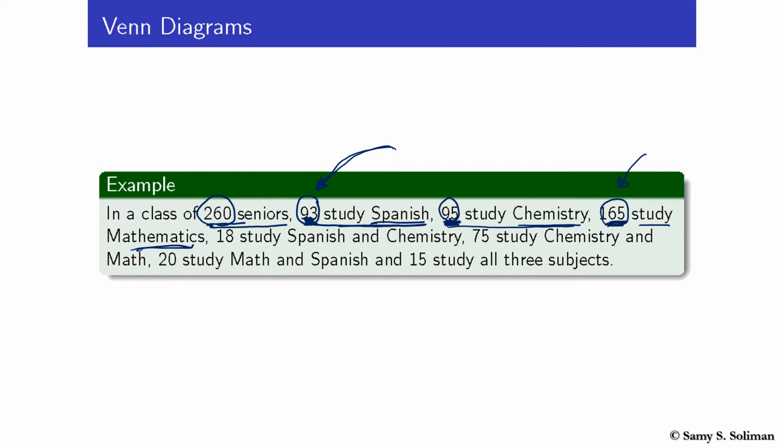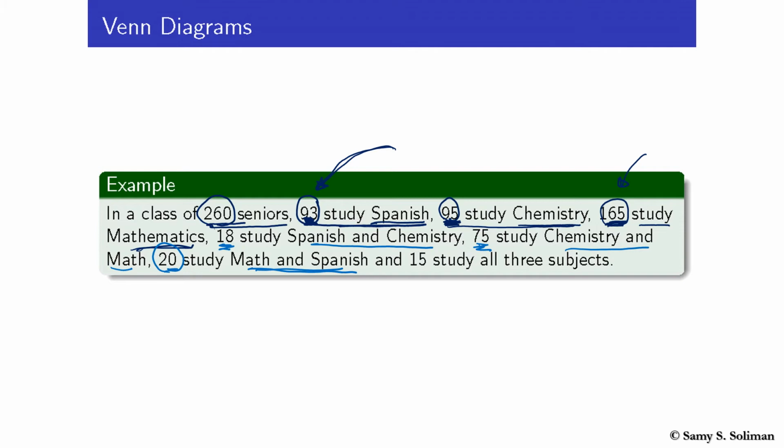Now we are being given the number of students: 18 students studying Spanish and chemistry, 75 who study chemistry and math, 20 who study math and Spanish. Again, out of those 20 who study math and Spanish, some of them might also be studying chemistry, and some of them might not be studying chemistry.